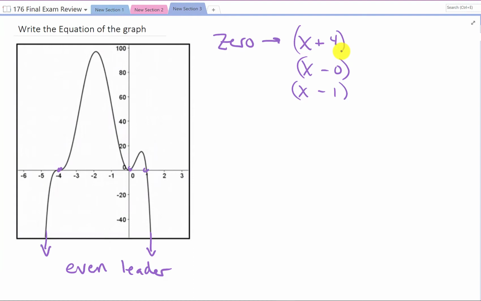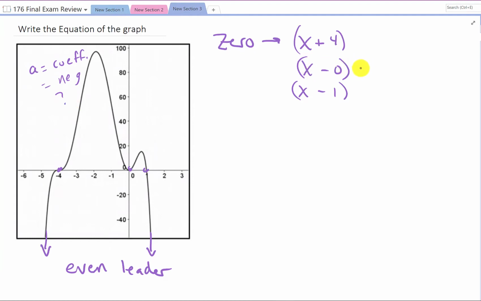Now there is one other issue here. It's the a coefficient. The tails are down, so it's got to be negative. But we don't know what it is. Is it a big number, small number? We don't know. We're going to have to do some algebra to find out. But we have the makings of our polynomial.